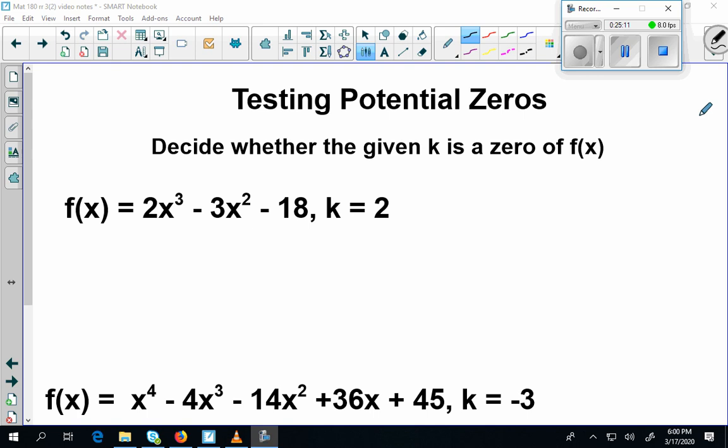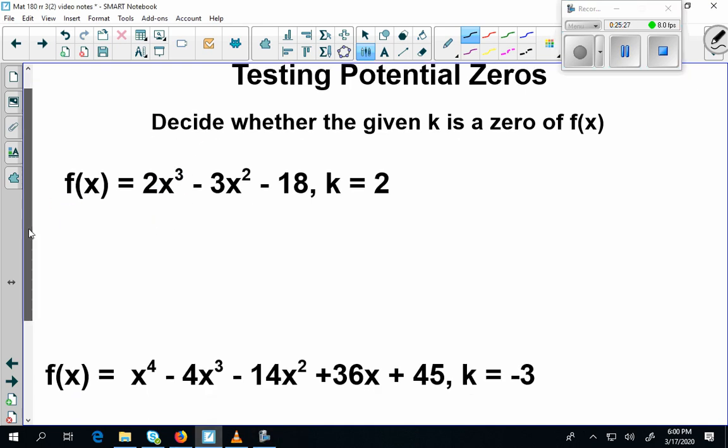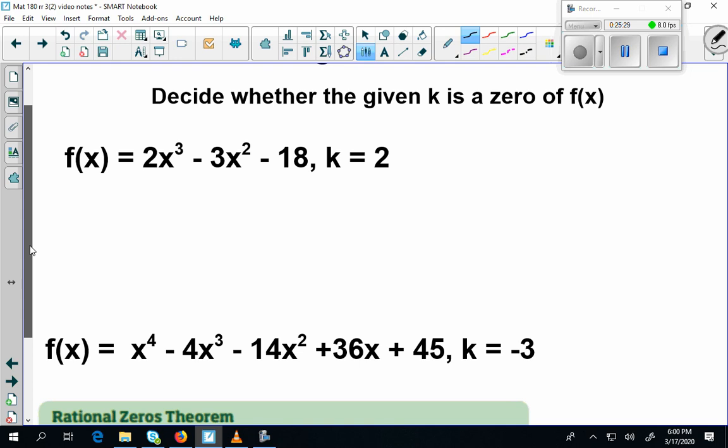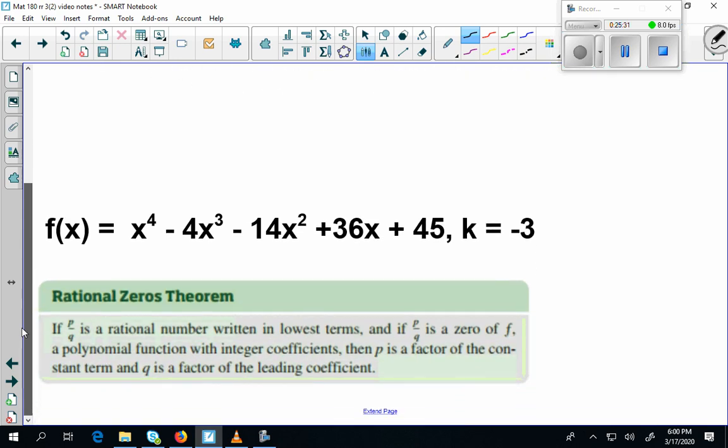So if we just get a function and I want to start looking for what might be some possible zeros, and it looks hard to factor. We don't know how to factor this. It's degree 3, that's hard. We can use the rational zeros theorem.